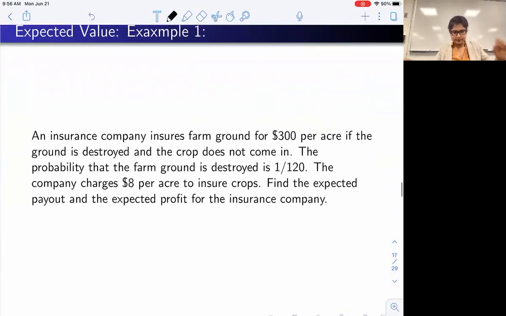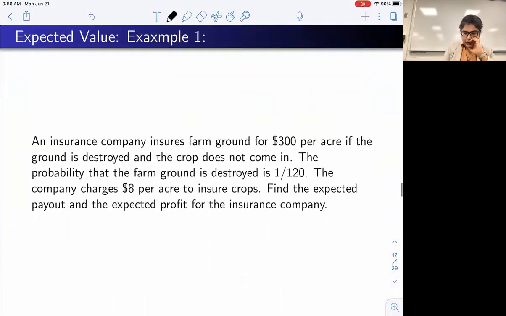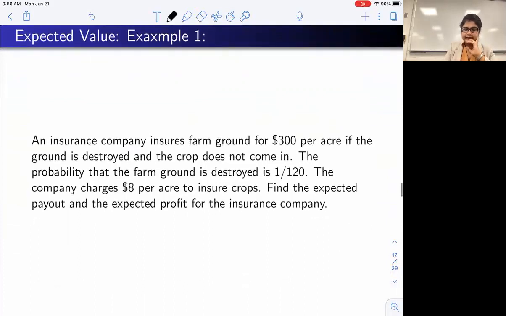Here is example one. We are going to find out how an insurance company works. In this example, an insurance company insures farm ground for $300 per acre if the ground is destroyed and the crop does not come in. The probability that the farm ground is destroyed is 1 out of 120. Like in 120 farms, one farm might be destroyed.